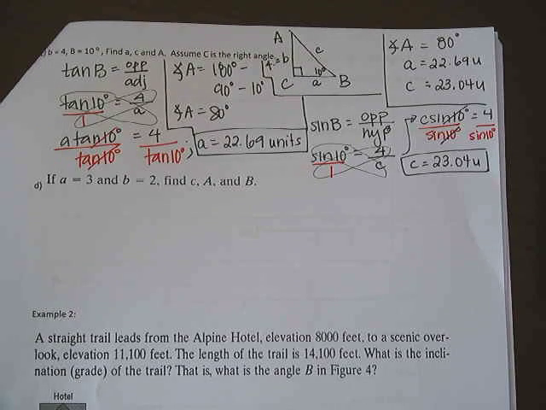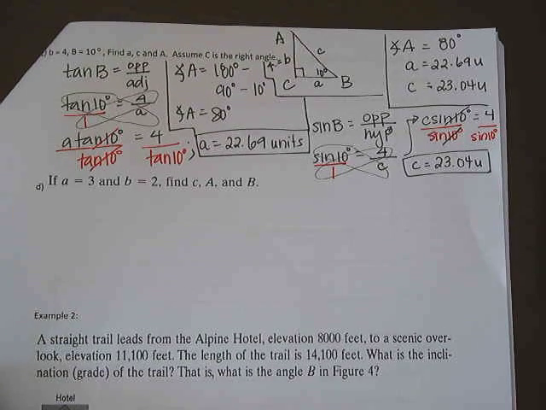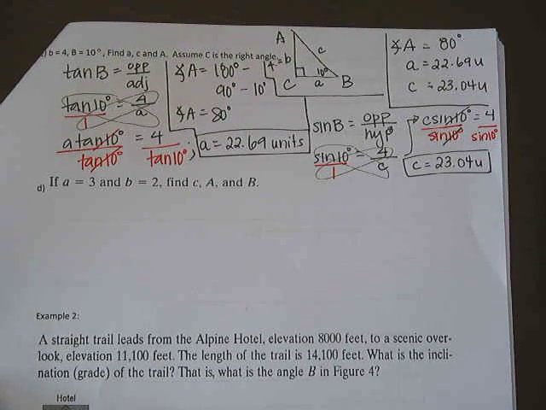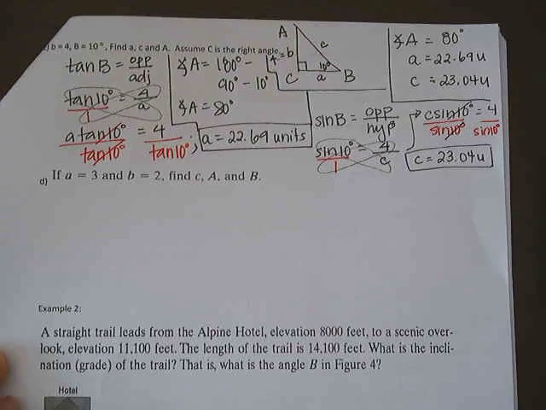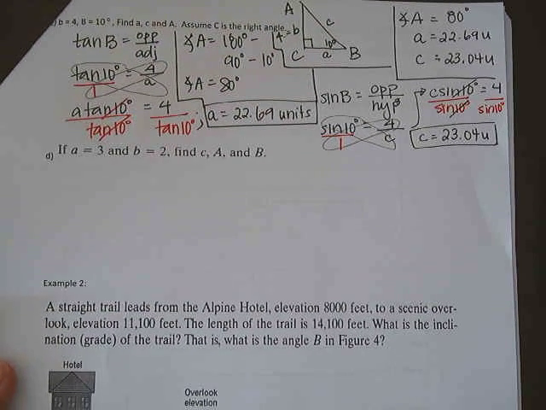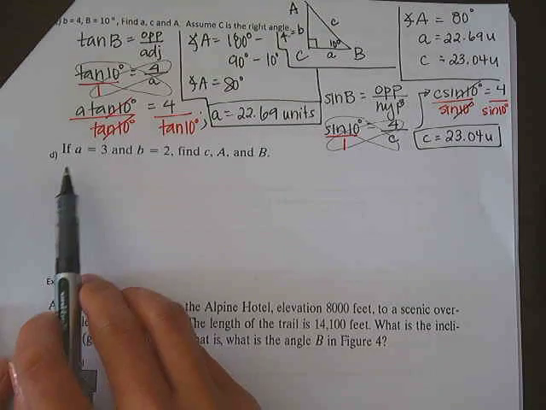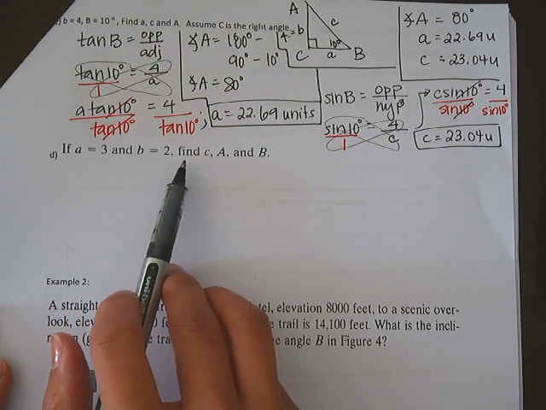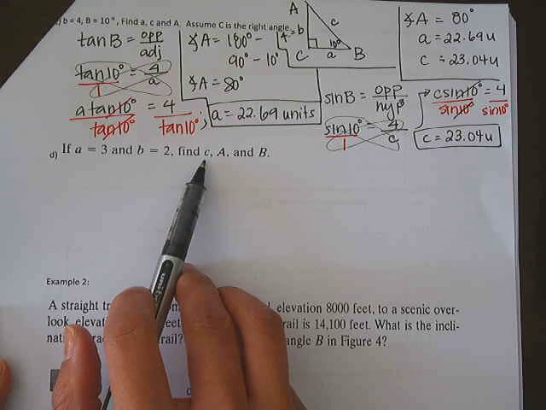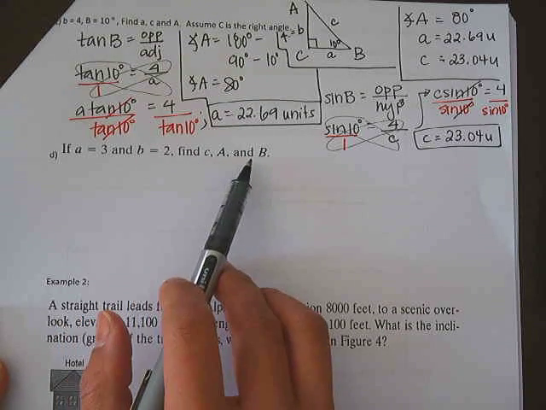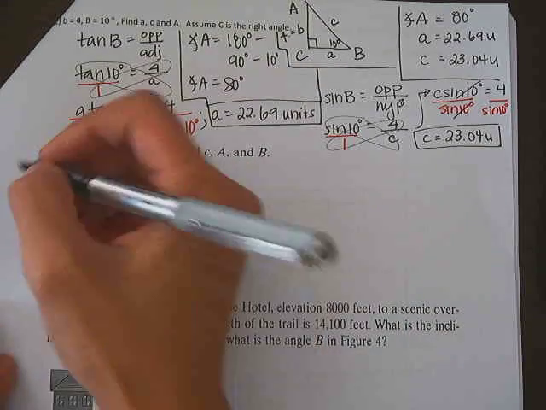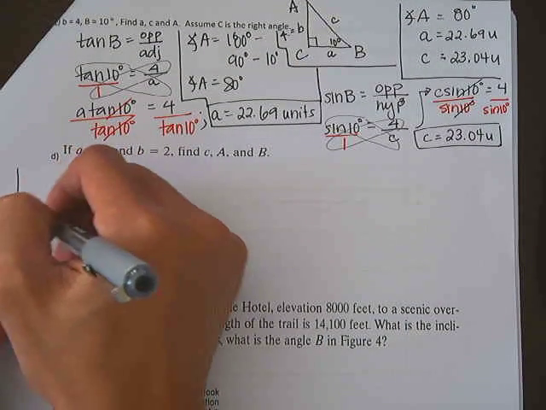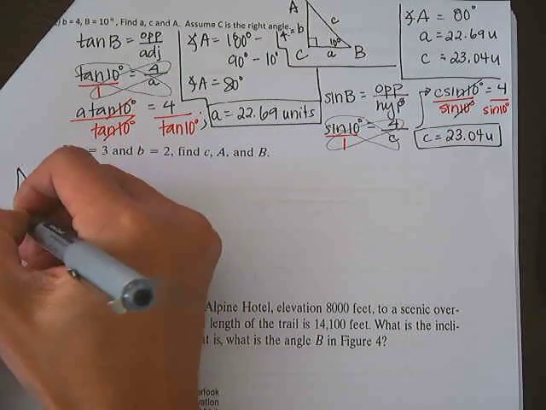Okay. So with that said, I'm just going to have you do D on your own, but I'll help you set it up. So first it said, if A is 3 units and B is 2 units, find little c, which is now the hypotenuse, angle A and angle B. So let's draw it out. When in doubt, sketch it out.